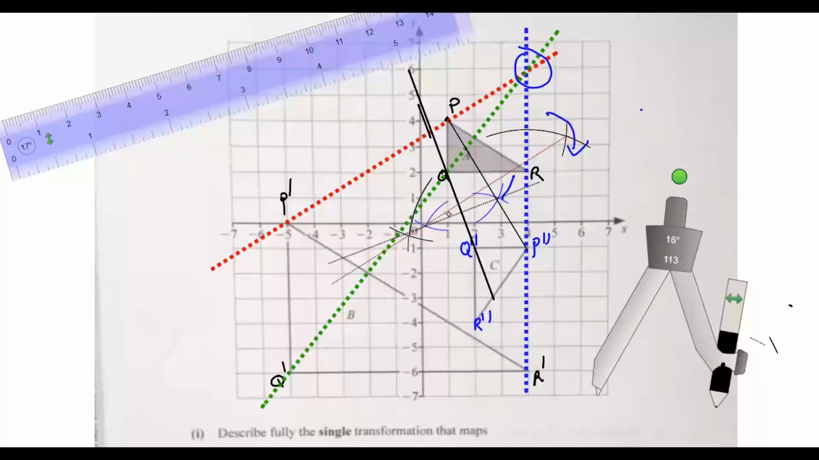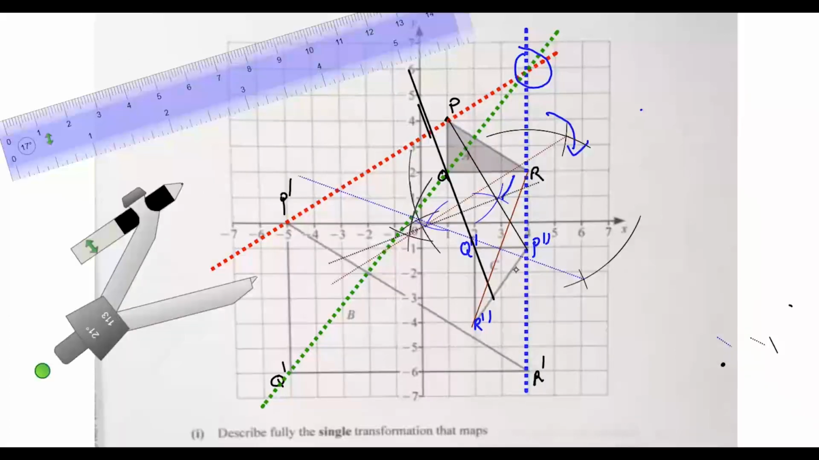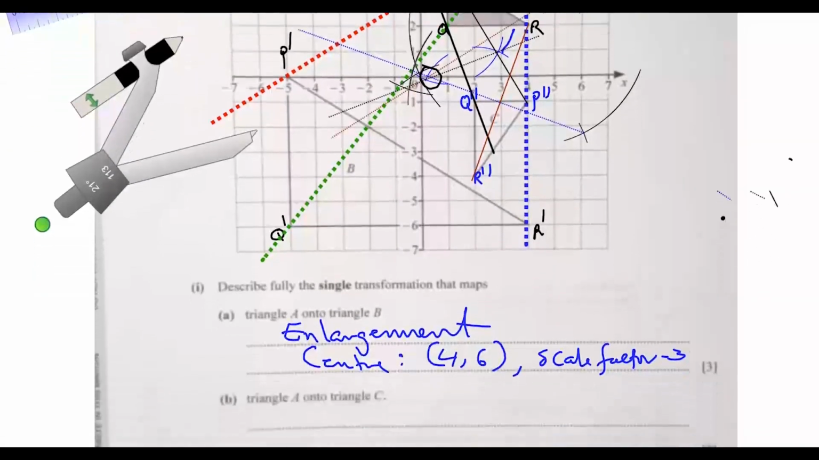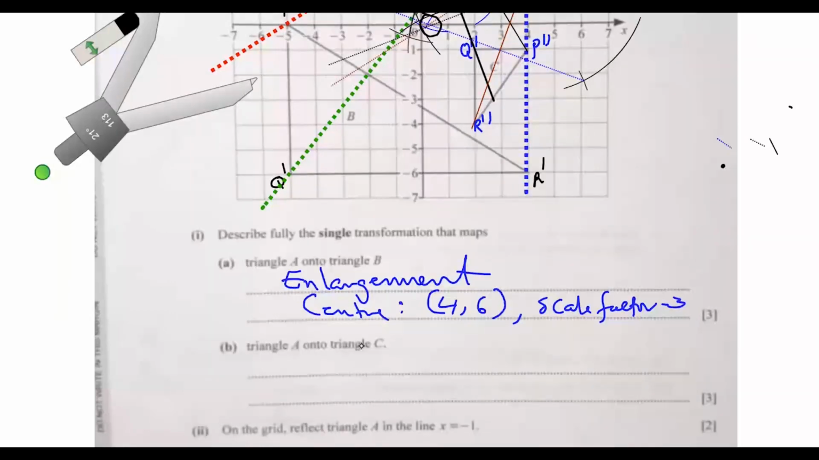So let me do the third one, which would be R and R prime prime. This tiny blue one is the perpendicular bisector of R and R prime prime. You can see that they are very close to the origin. Look at this blue one, the black one here, and the red one here. They meet at this point here, very close to the origin. What I will write now, I will scroll down. I will say it is rotation.